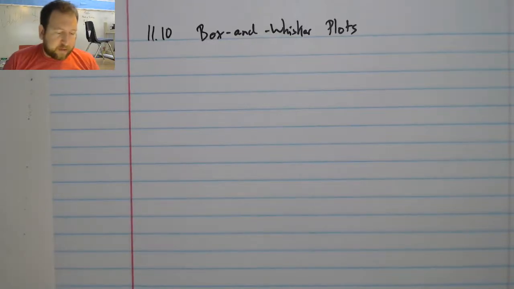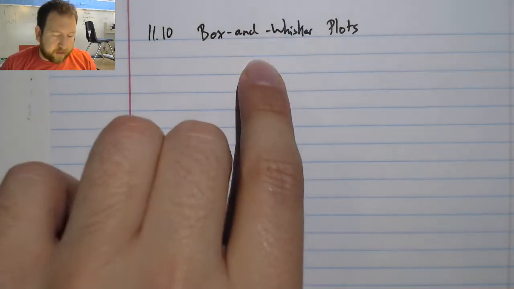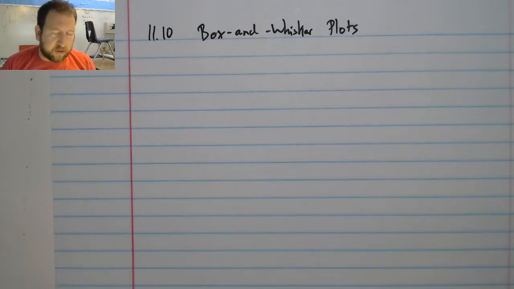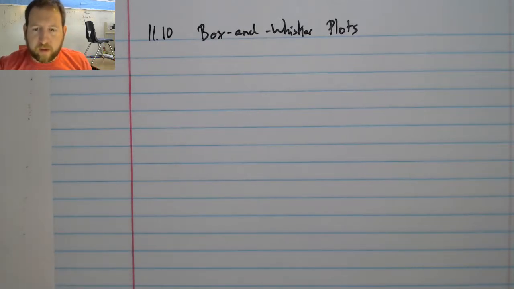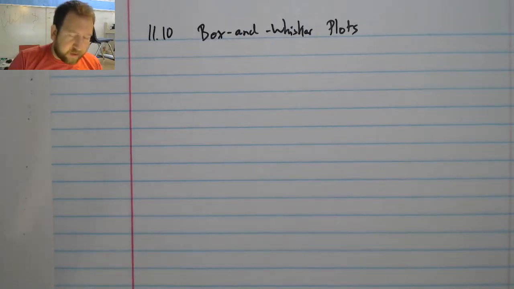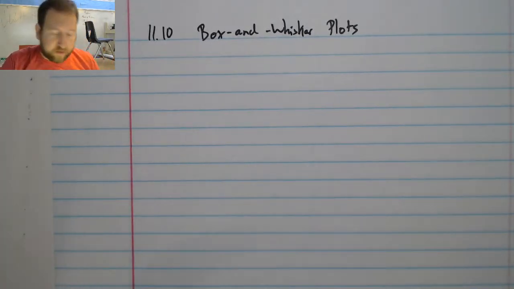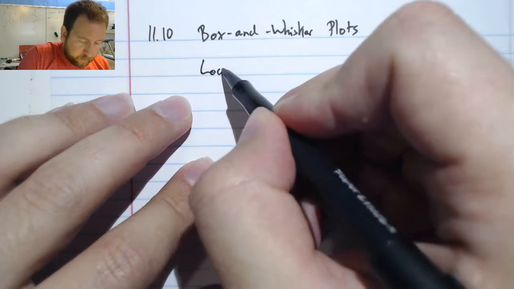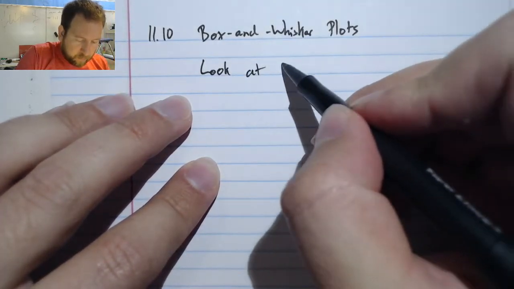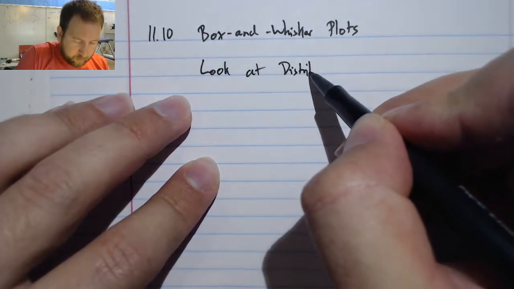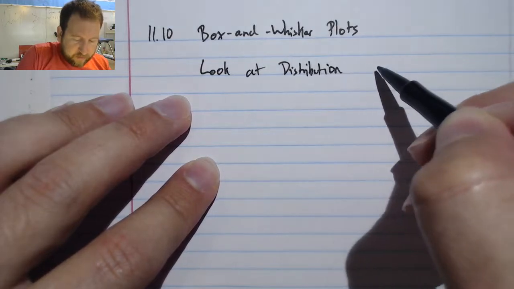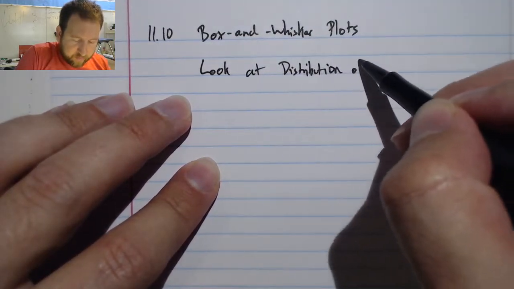Alright, in this next section, 11.10, I want to talk about box and whisker plots. And these are kind of interesting things. What we're gonna be doing with them is looking at the distribution of how these numbers fall. And you may have seen these. Look at distribution of data.